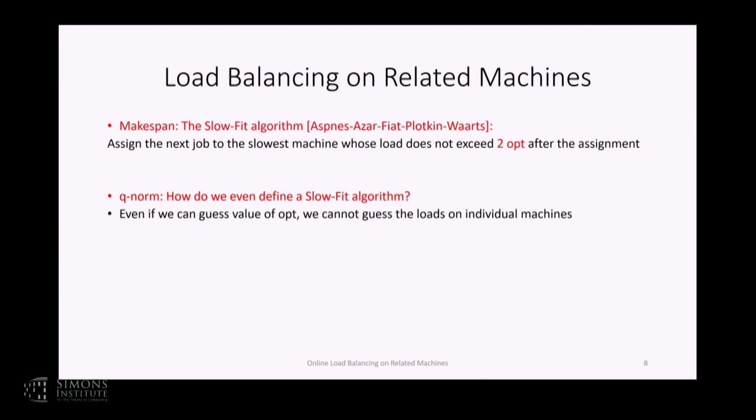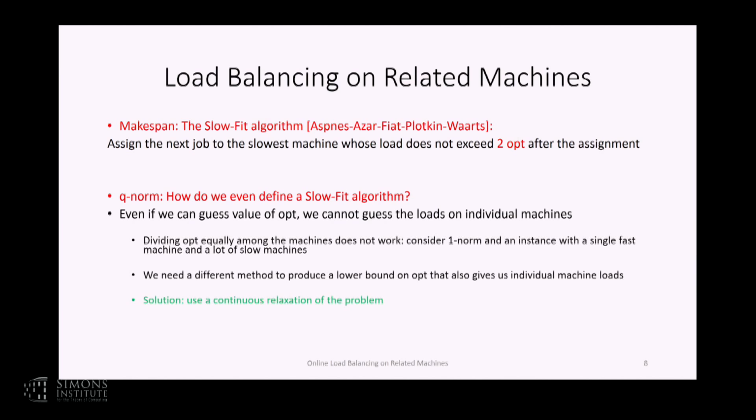You can try simple strategies. Maybe you take the value of opt, the overall contribution across the machines, and split it up equally across the machines. That gives you some bound on what's going on in each machine. But this is clearly bad. For instance, if I have a lot of slow machines, and I'm only optimizing the one norm, I'll try assigning to all those slow machines, and at some point clearly I will have a huge value of the one norm. So there is no reasonable way that we can take a single value of opt and split it up across machines and hope to get a good estimate of what individual loads on machines are.